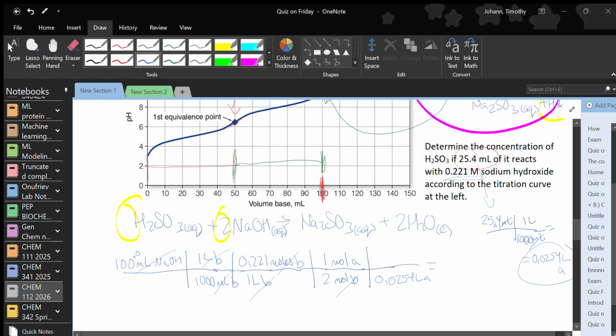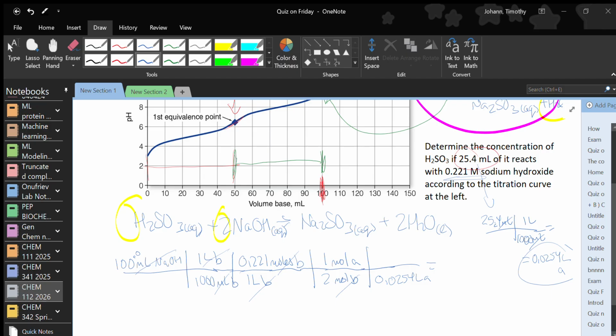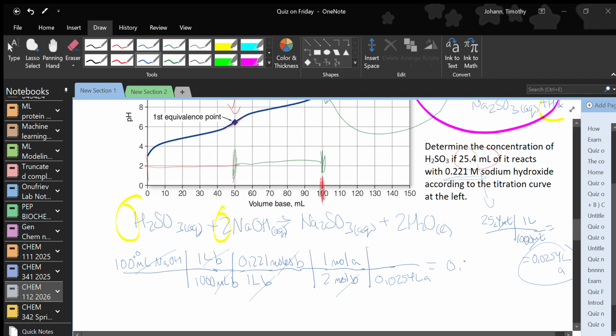Now I'm ready to put that in my calculator. So I have 100 times 0.221 divided by 1,000, divided by 2, divided by 0.0254. And that gives me 0.435 molar H2SO3. Okay, that is the concentration.